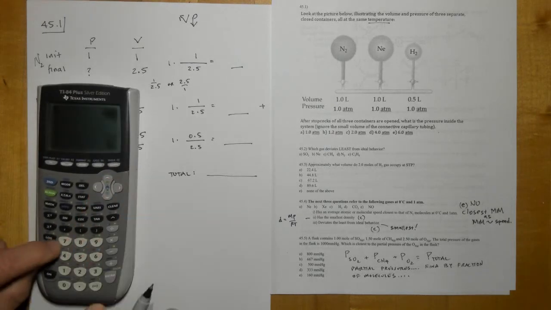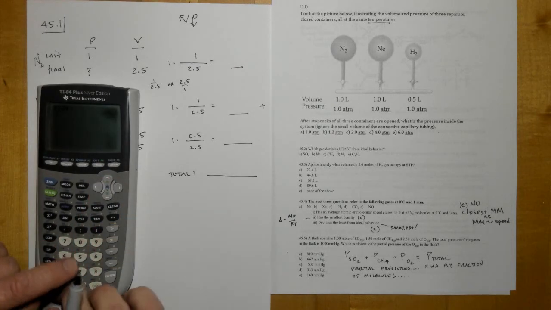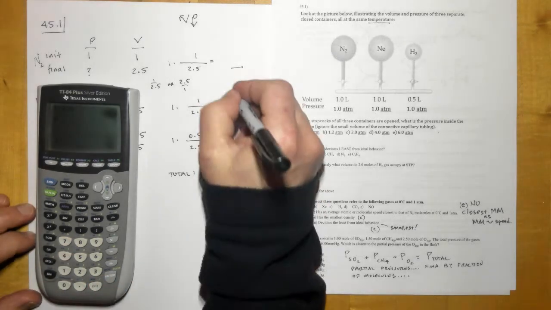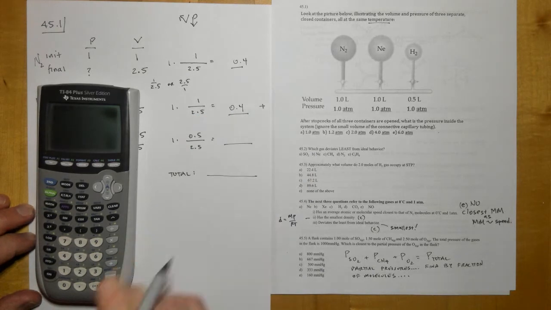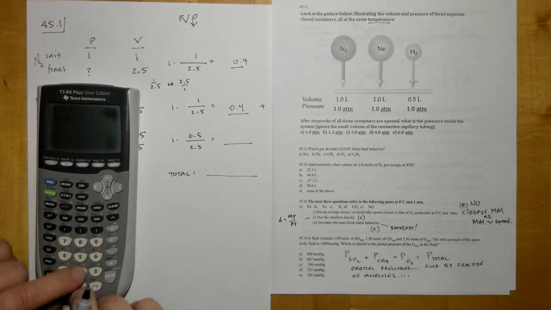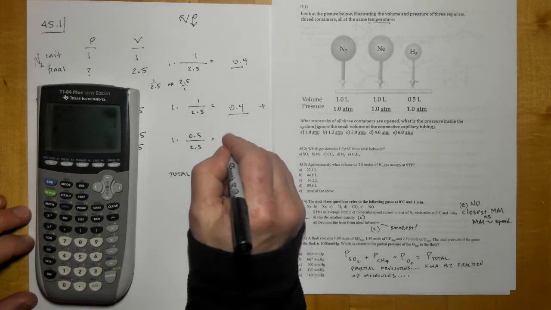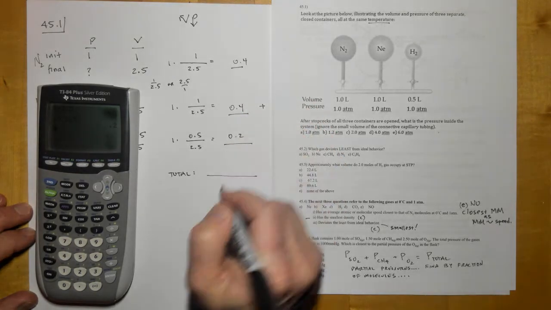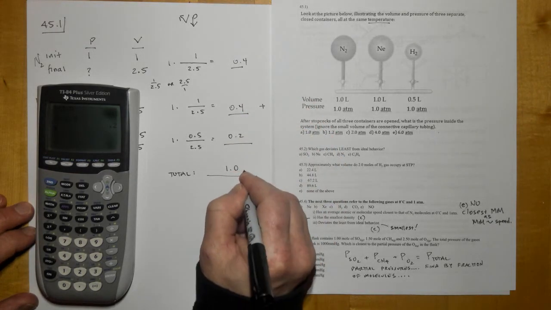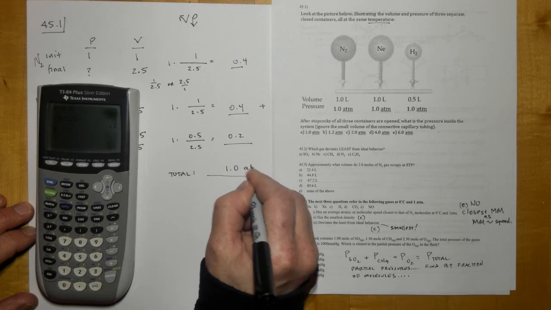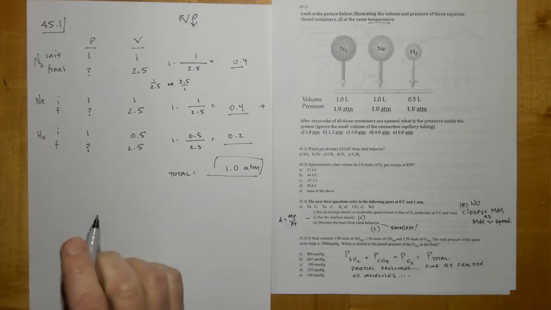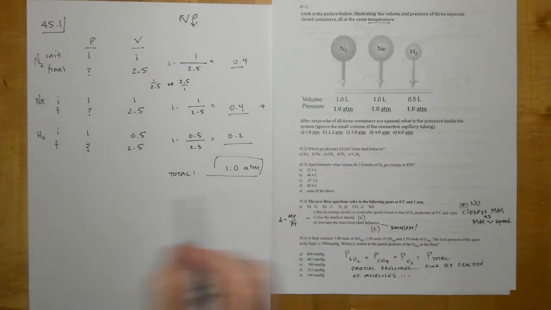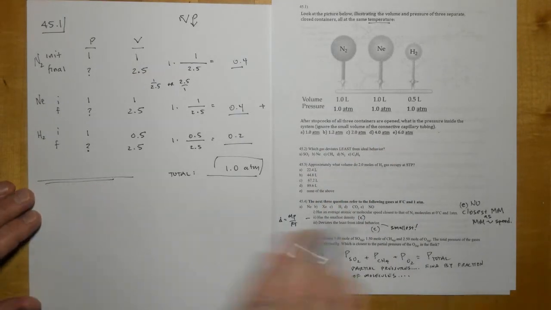So 1 divided by 2.5, we end up with 0.4. Same thing here, 0.4. And 0.5 divided by 2.5, we end up with 0.2. So 0.4 plus 0.4 plus 0.2 is 1.0, and that would be in atmospheres of pressure for our total pressure at the end. So notice how we organized each one of the pieces for the bulbs to find out the total pressure at the end.